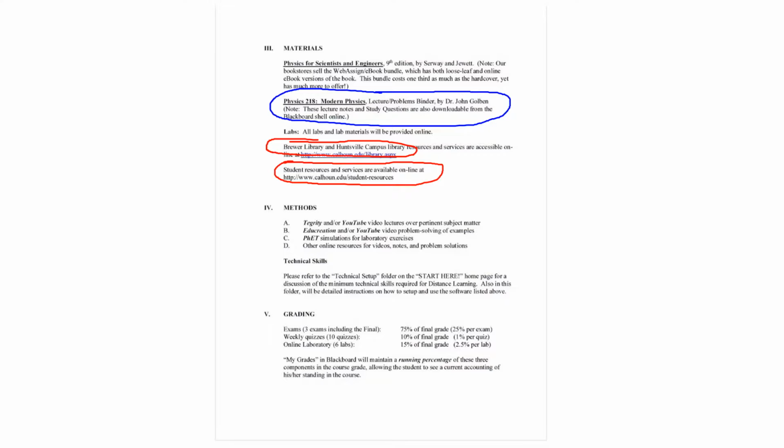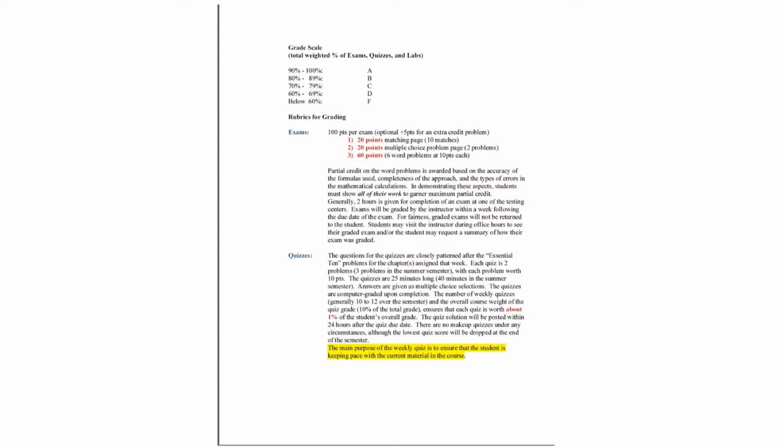My Grades in Blackboard will maintain a running percentage of these 3 components in the course grade, allowing the student to see a current accounting of his or her standing in the course. The grade scale is the weighted percentage of your exams, quizzes, and labs. 75% exams, 10% quizzes, and 15% labs are all weighted into this final percentage. The percentage scale is what you're used to. 90 to 100% is an A, 80 to 89% is a B, and so forth and so on.